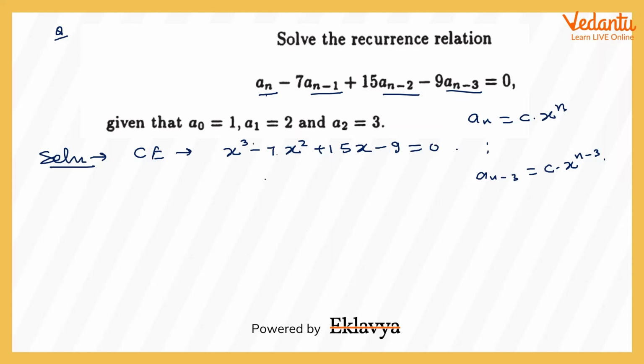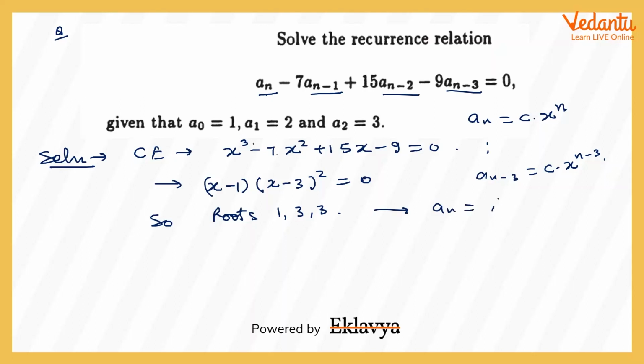Now if we solve this cubic, you can check its factors come out to be x minus 1 into x minus 3 whole square is equal to 0. Yeah, that is correct. Now let me tell you, if your characteristic equation has roots as 1, 3, 3, that is a repeated root, then there can be a little confusion that should we take an as a into 1 power n plus b into 3 power n plus c into 3 power n. But I think you understand, b and c can be merged into one. B plus c can be called another constant.